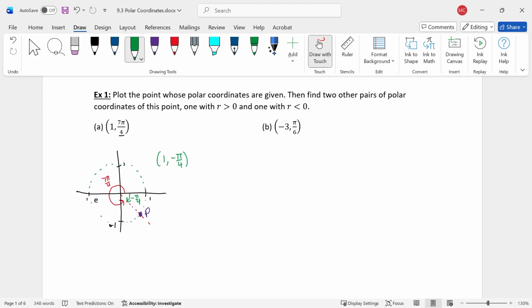Okay, now we would like one where the radius is negative. So in order to make the radius negative, I need to make the angle go in the opposite direction. So we'll put an angle right here. And so this purple angle will be 3 pi over 4, right? It's pi less than 7 pi over 4. So that puts this at (negative 1, 3 pi over 4), because in this case, if we're pointing in the direction of 3 pi over 4, we would have to travel backwards to get to the point P here.